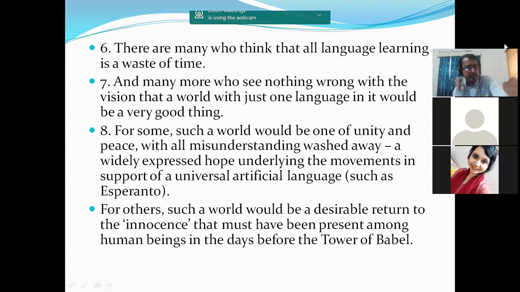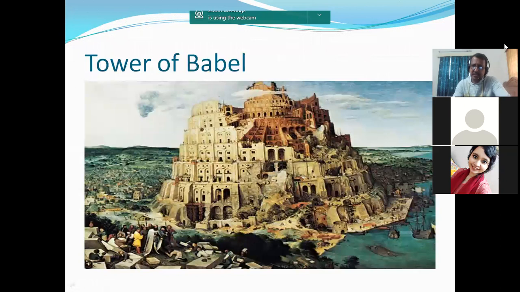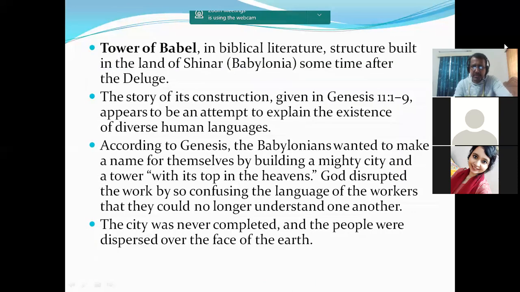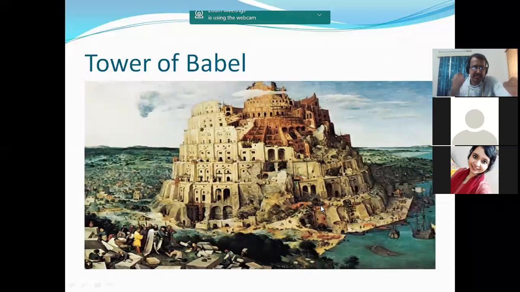So there is a myth of the Tower of Babel. The myth says that the people wanted to keep themselves aloof, and for this reason they wanted to make a city. According to Genesis, the Babylonians wanted to make a name for themselves by building a mighty city and a tower with its top in the heavens. But God disrupted the work by confusing the language of the workers so that they could no longer understand each other.